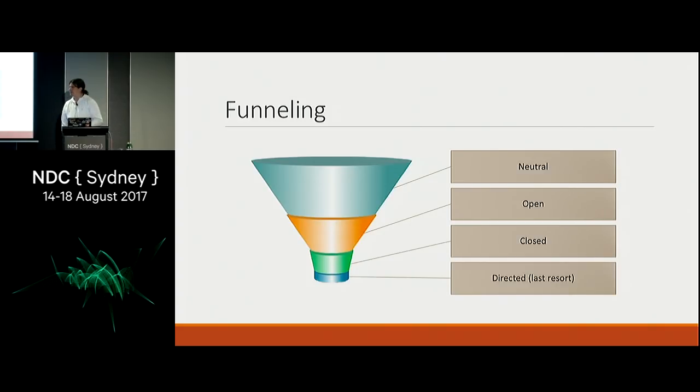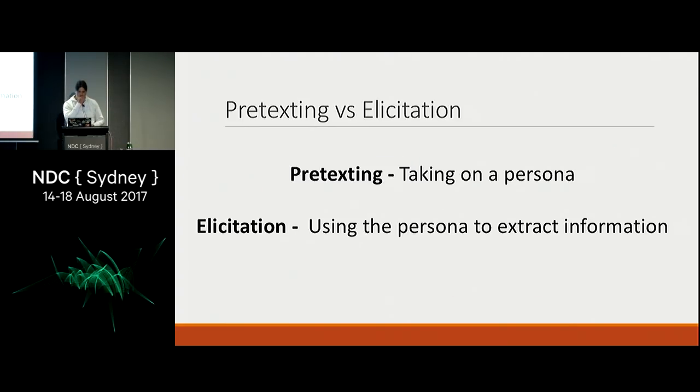So normally when you're doing this, you want to try and funnel the questions. You'll start off very neutral, and then you'll go into a more open style. Then as you start to get towards the information that you're trying to get from the subject, you'll start going a lot more closed. And if necessary, you'll use more directed questions. So you think of it as a funnel. Okay, so we've covered pretexting and elicitation. Pretexting is taking on a persona, and elicitation is using that persona to extract information.